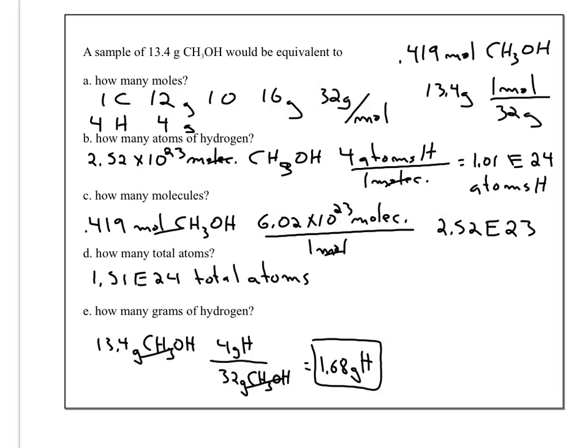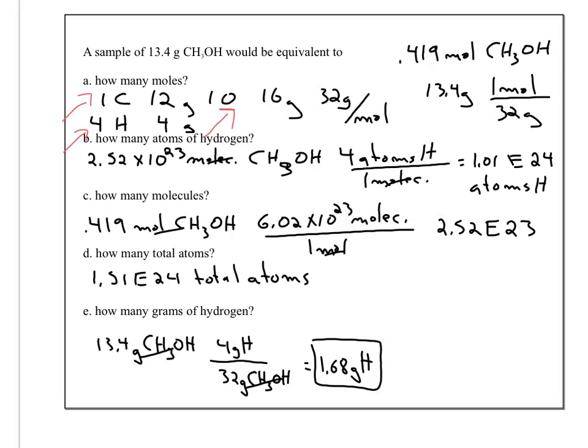Okay, so I went over most of this in class already, but let me just say a few things about it. First of all, you need, of course, to know how to get the molar mass. So you do that by taking, in this case, 1 carbon, 4 hydrogens, and then 1 oxygen. When you add those up, you get 32 grams per mole. So the 32 grams per mole becomes our conversion factor.